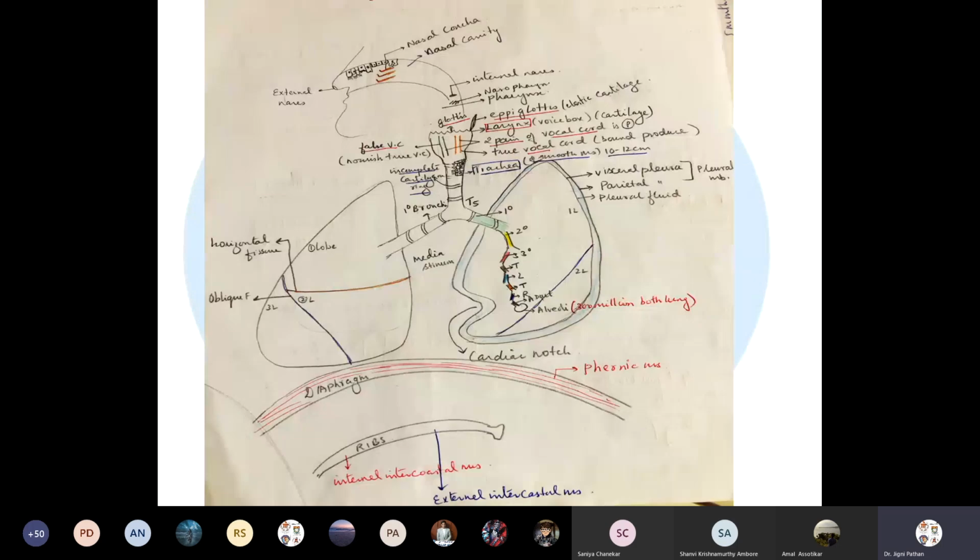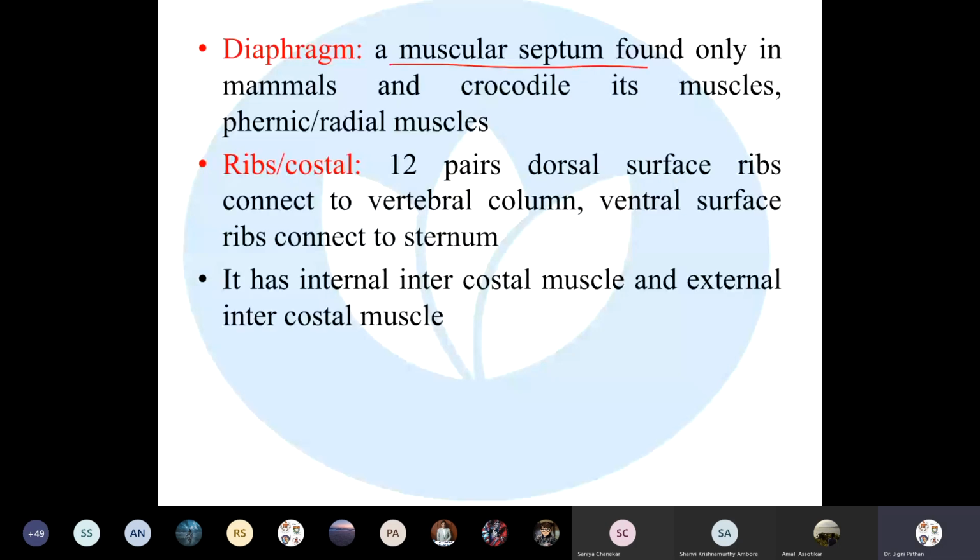The diaphragm is a muscular septum found only in mammals and crocodiles. Its muscles are called phrenic muscles or radial muscles. What is the diaphragm? It is a muscular septum found only in mammals. It's a characteristic of mammals but also present in crocodiles. What are its muscles called? Phrenic muscles or radial muscles.